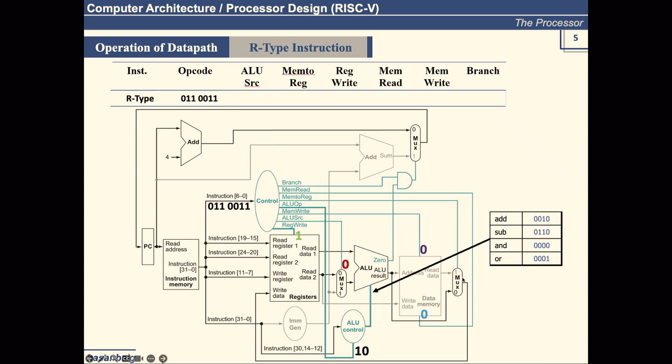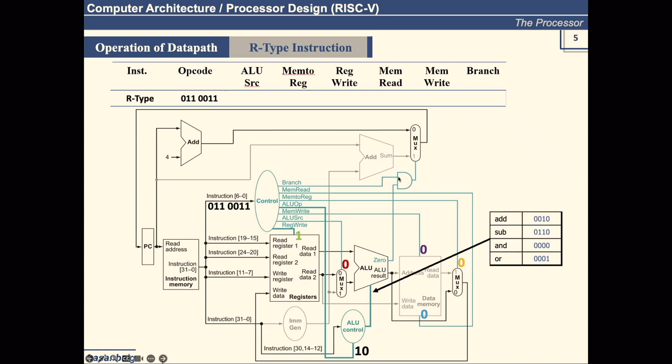What about the mux? Here, this mux. What will be the value of this one? 0. Should it be 0? Yeah, because the data that we want to write is coming from the ALU.